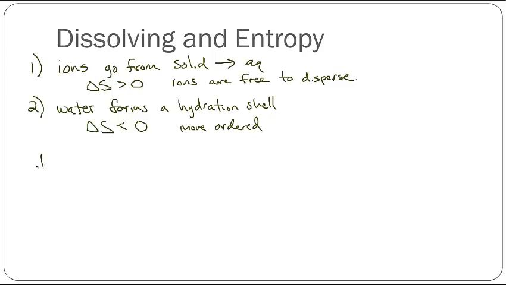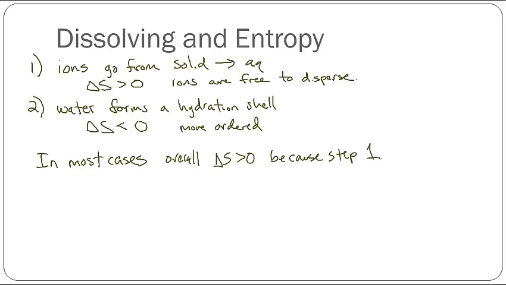So in most cases, overall delta S is greater than 0 because step 1 has a larger magnitude. However, number 2 can sometimes win.